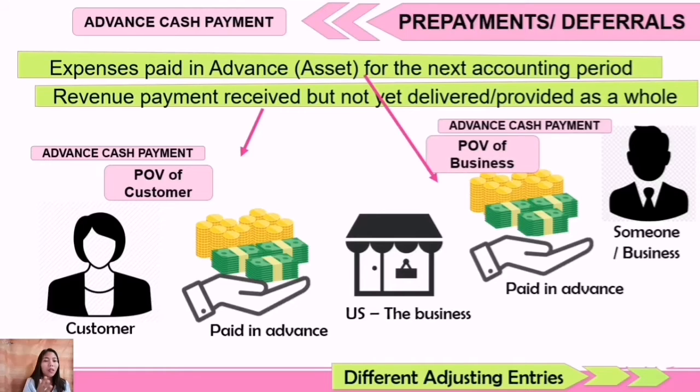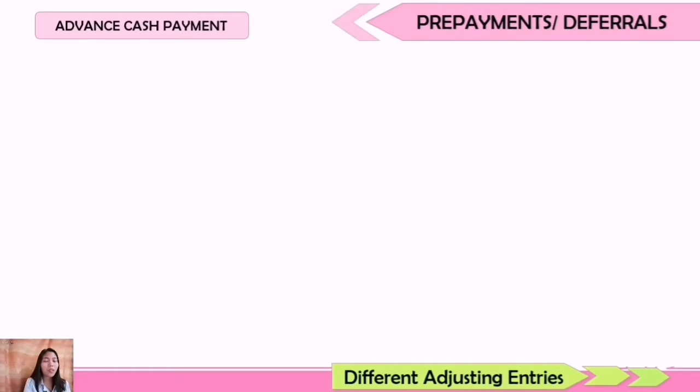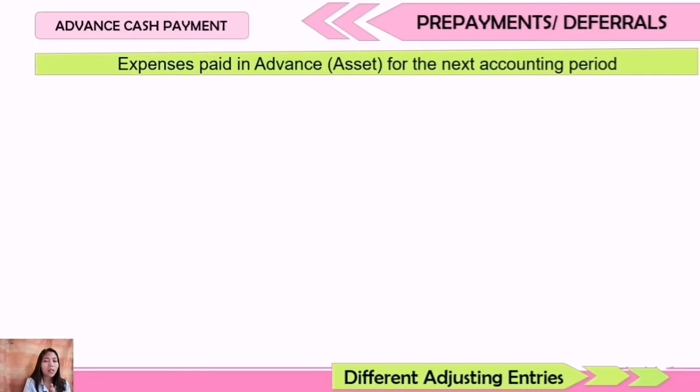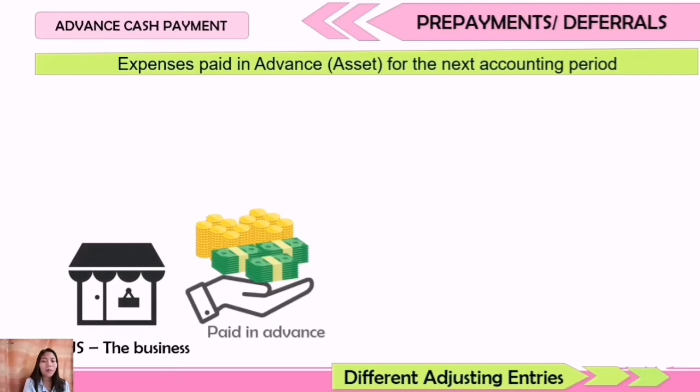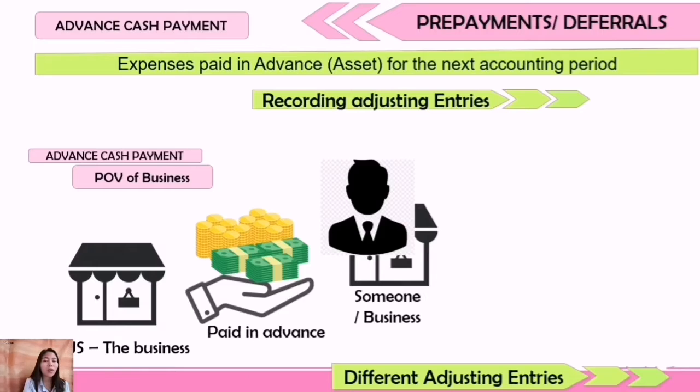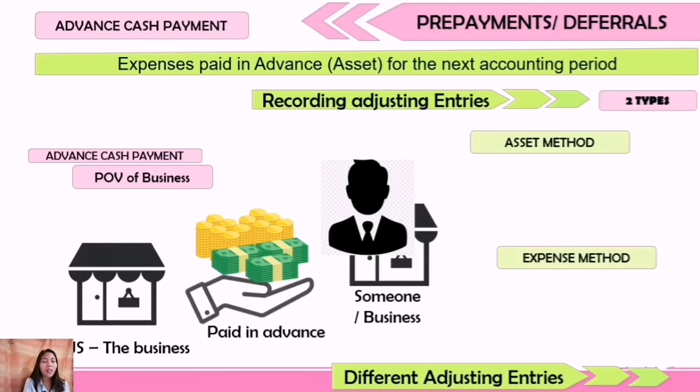Now, on the deferrals, let's discuss first expenses paid in advance, which can be considered as an asset. So as the business, we paid someone or a business for the acquisition of a certain prepaid expense or asset. However, we can record these adjusting entries in two methods. We have the asset method and the expense method.